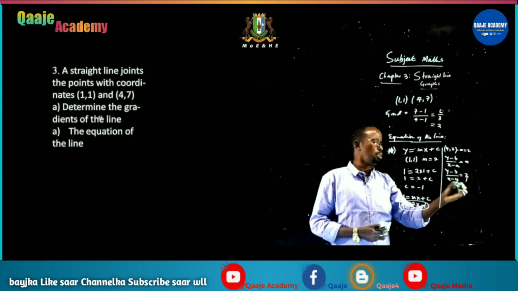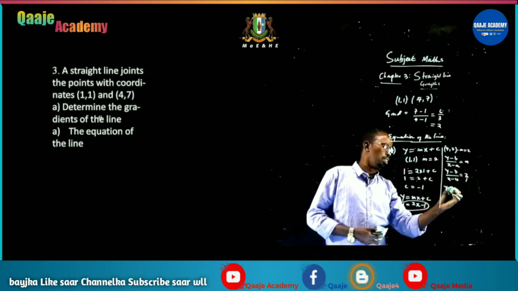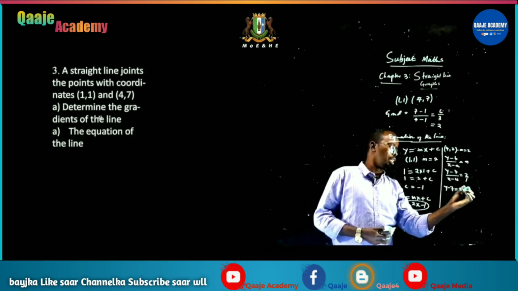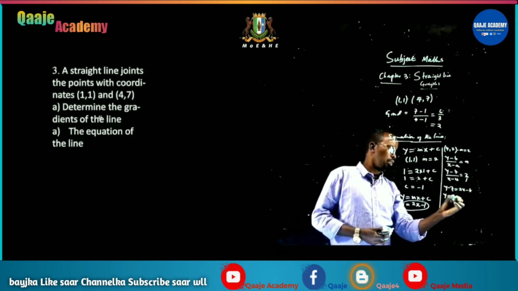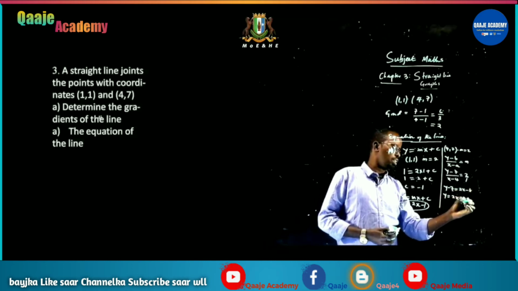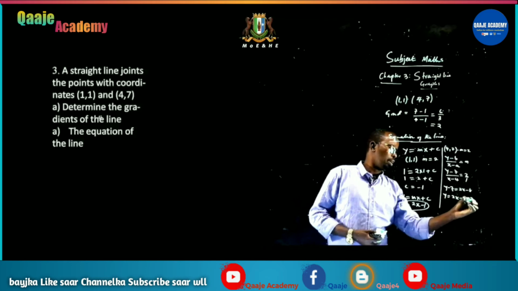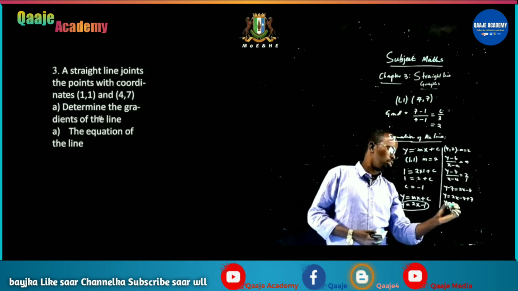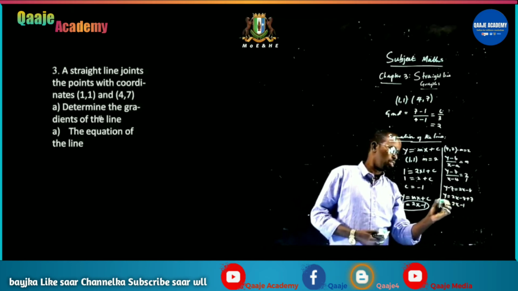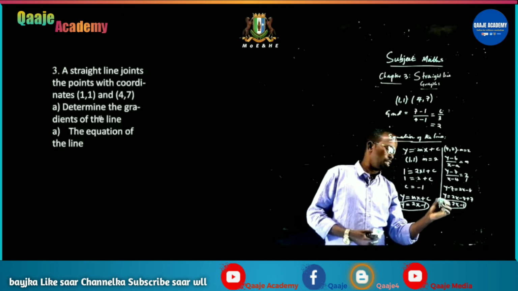And then you cross multiply. You get y - 7 = 2x - 8. Then you transfer to the right, you get plus 7. Then y = 2x - 1. So that is another way of answering the question.